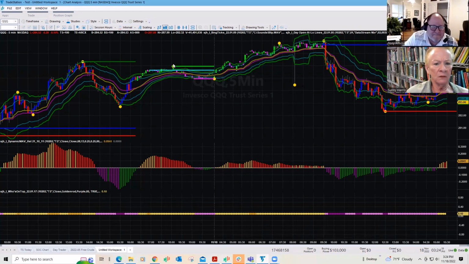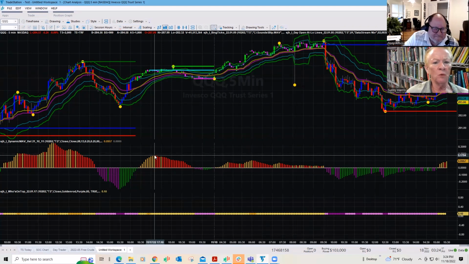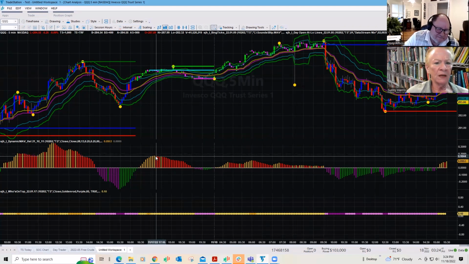Go over to the histogram again. Down to the first red bar. Click on your cursor. Look at what a good exit that is. When it made that change, you could have just gotten out. Get out and go to bed.